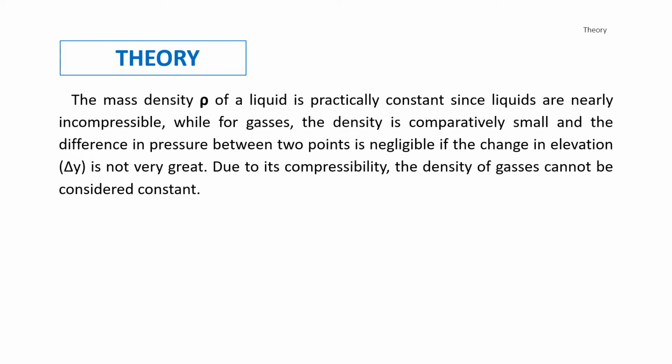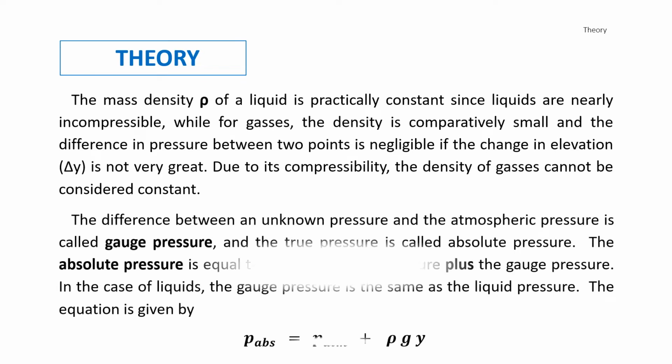The mass density of a liquid is practically constant since liquids are nearly incompressible, while for gases, the density is comparatively small and the difference in pressure between 2 points is negligible if the change in elevation delta y is not very great. Due to its compressibility, the density of gases cannot be considered constant.